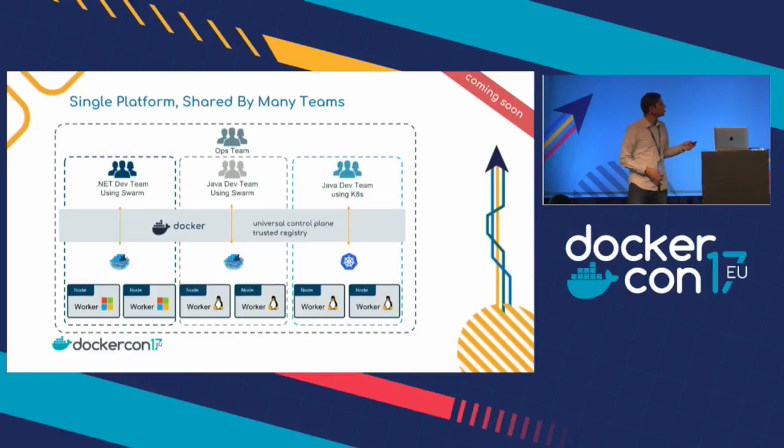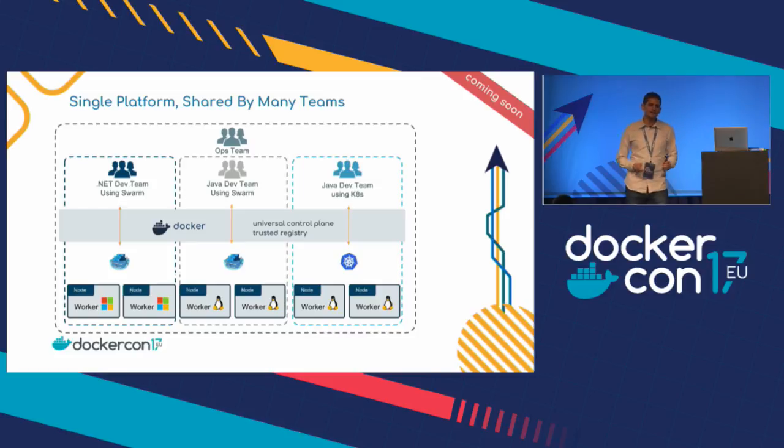So what does this mean in principle for an ops team actually trying to run a cluster? Our vision is really to have a single platform that's shared by many teams. So let's say you're an ops team, and you have several different application teams running on your IT infrastructure. Maybe you have one Java dev team that wants to use Kubernetes-based applications. Their developers want to build against the Kube API. Maybe you have a Java dev team that's using Swarm and wants to build Swarm applications and modernizing their traditional apps. Maybe you have a .NET dev team, and they've got to use Swarm in order to build their applications.